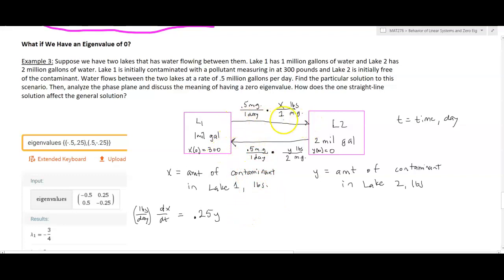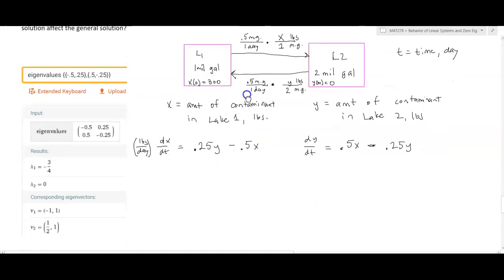What's going out? Well, what's going out is 0.5x over 1 pounds per day, so that's going to be minus 0.5x pounds per day. For dy/dt, the terms will be the same, but the signs will be switched. So what's coming into Lake 2? It's the 0.5x pounds per day that are leaving Lake 1. And what's going out of Lake 2? That's the 0.25y pounds per day coming out of Lake 2. And so, with that said, we are now prepared to build our system.